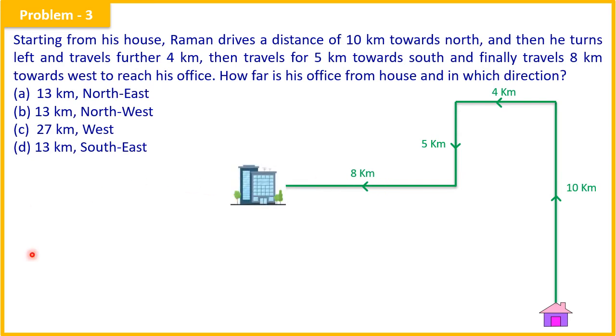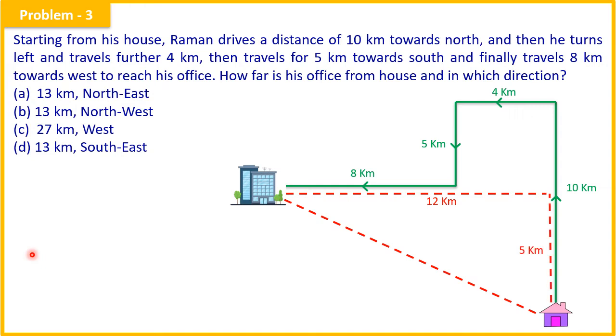Now the question is, how far is his office from house and in which direction? So here we need to find the shortest distance between house and office. So if you see, the horizontal distance that he has traveled is total 12 kilometer, and the vertical distance that he has traveled is total 5 kilometer. So this becomes a right angle triangle in which the shortest distance between house and office is the hypotenuse of this right angle triangle, which can be found by Pythagoras theorem as under root of 12 square plus 5 square, which is equal to 13 kilometer.